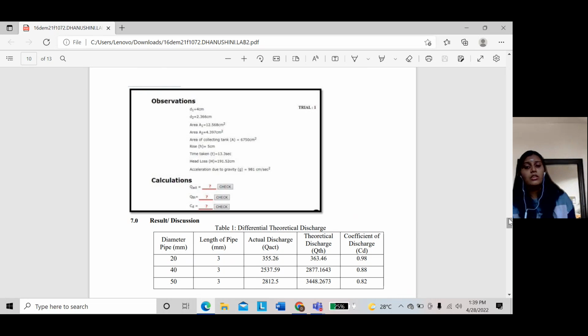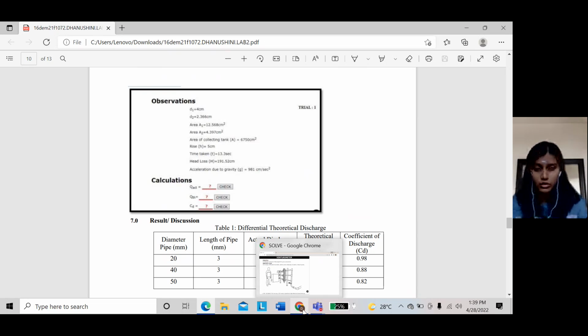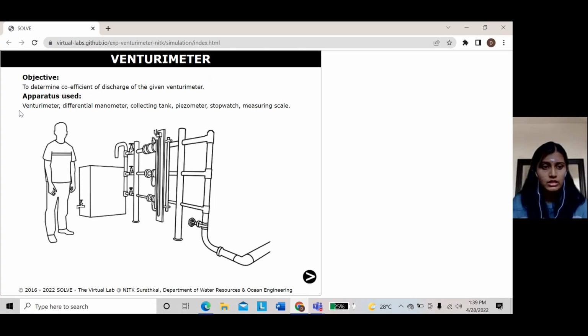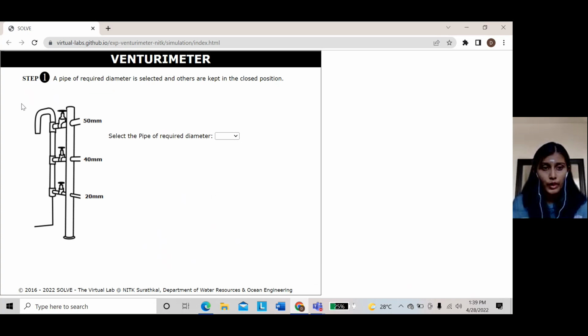Okay, now let's see the simulation. The objective is to determine the coefficient of discharge of the given venturimeter. Apparatus to use: venturimeter, differential manometer, collecting tank, piezometer, stopwatch, and measuring scale. In step 1, a pipe of required diameter is selected and others are kept in the closed position. Select the pipe of required diameter. So first we select 20 mm. The diameter of the pipe is 20 mm, the length of the pipe is 3 meters.